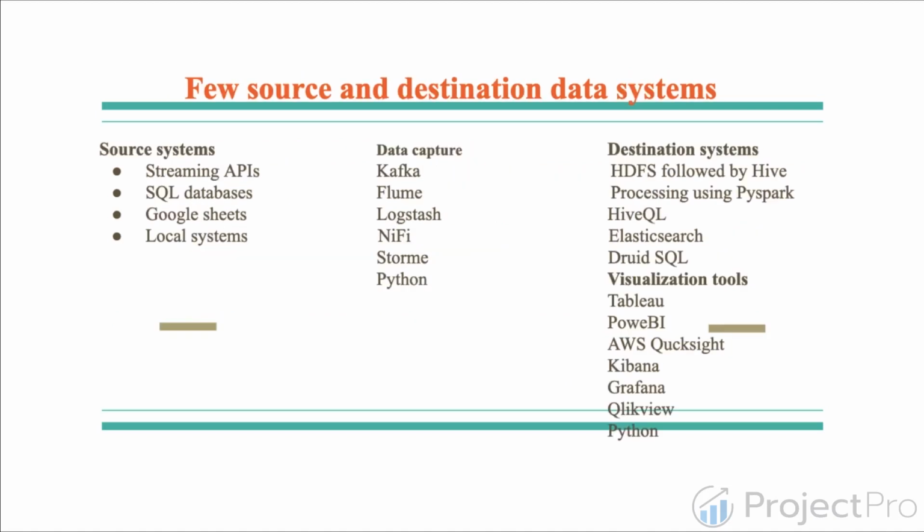So here are few source and destination systems. So source systems are streaming APIs, SQL databases, Google Sheets, local systems. So data capturing tools are Kafka, Flume, Logstash, NiFi, Storm, Python. So destination systems are HDFS followed by Hive, processing using PySpark or HiveQL, then Elasticsearch, Druid SQL. These are some of the destination systems. Visualization layer. Visualization layer comprises of many visualization tools in the market. Some few of them which have gained much recognition are Tableau, Power BI, QuickSight, Kibana, Grafana, QlikView, and Python. So we can also visualize using Python. So these are some of the few source and destination systems.